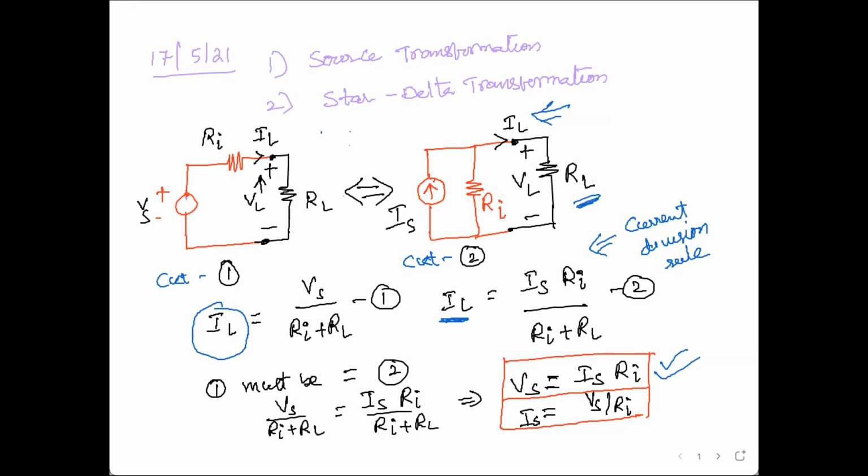The Ri is the internal resistance of the current source. If you have a right side circuit, you can convert it into a left side circuit when you use a voltage Vs equal to Is into Ri. So this Vs must be equal to Is into this Ri, and the same Ri you must keep here.